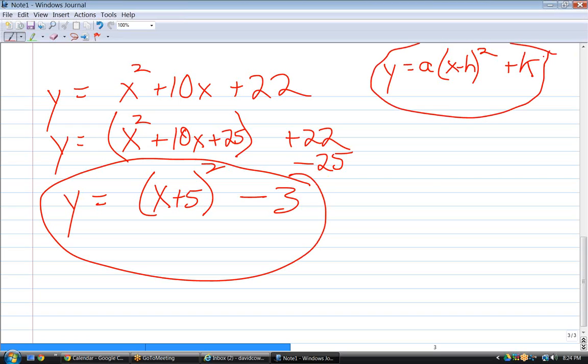A is 1. H is -5. Let's list it. A is equal to 1. It's implied, but it's not written, but it's still 1. H must be -5 because I'm looking at an x plus 5. It's supposed to be x minus h in the general form. H has to be -5. And k is -3.